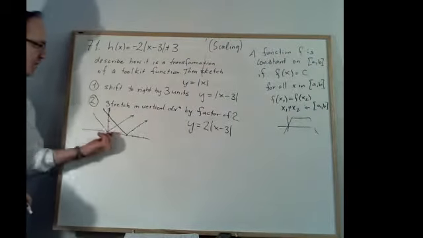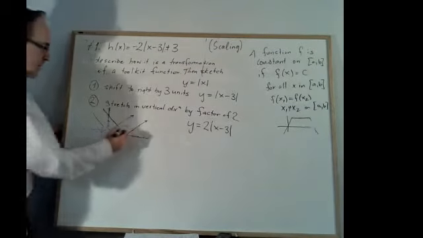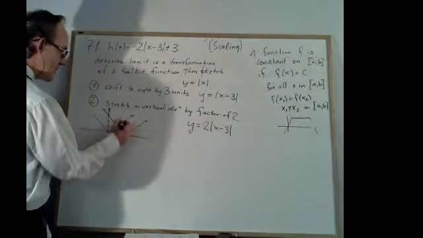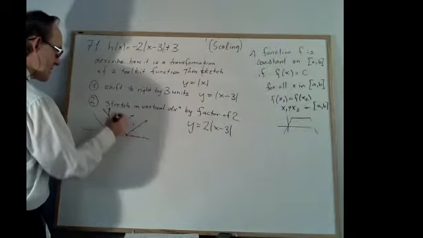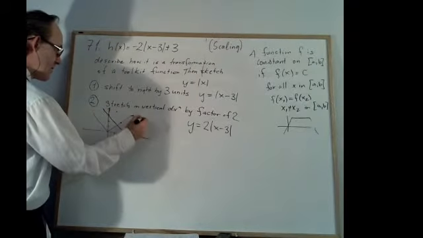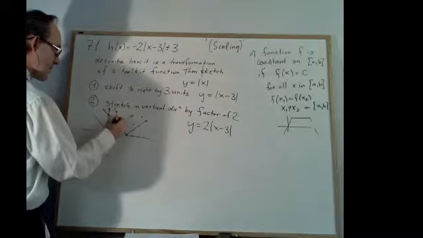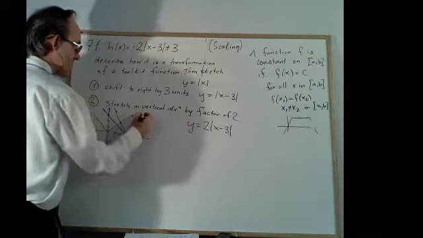So that's a shift by 3 in the horizontal direction, and then you multiply by a factor of 2 everywhere, so you then stretch it. 1 gives you 2, so it looks like this. 4 here, 4 up here. Okay, so that's this one.